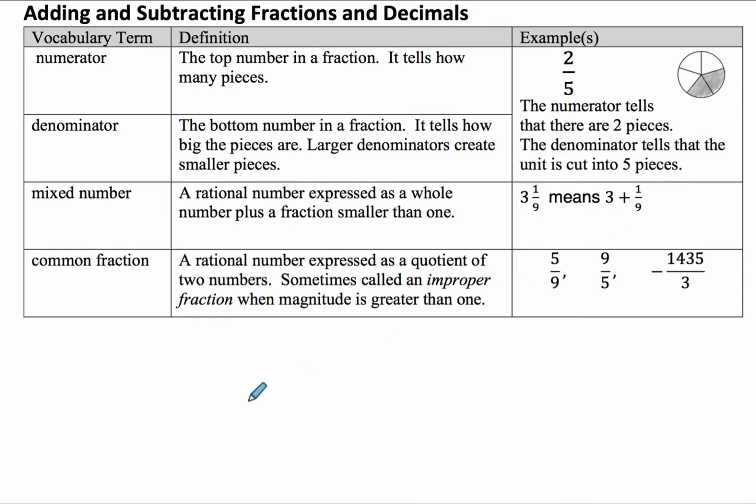Common fraction. A rational number expressed as a quotient of 2 numbers, sometimes called an improper fraction when the magnitude is greater than 1. So these are common fractions: 5/9, 9/5. 9/5 is also an improper fraction. Negative 1,435 thirds is also a common fraction. It's just a number divided by another number.